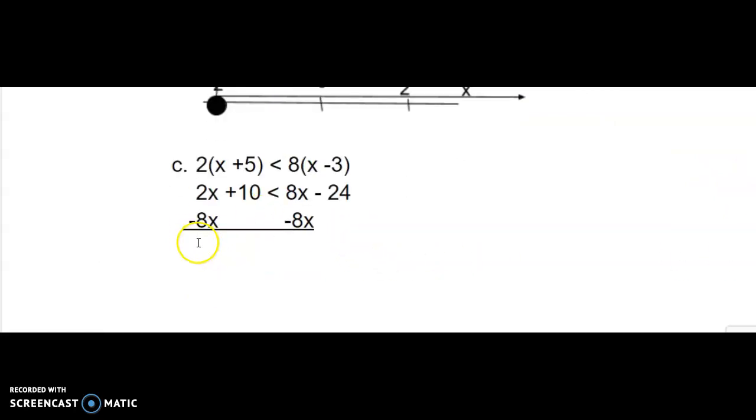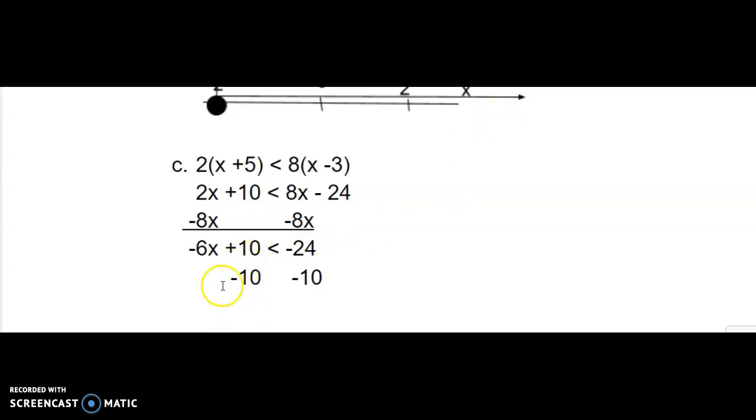So 2x minus 8x, I have negative 6x. Negative 6x plus 10 less than 8x minus 8x is a 0, so all I have left is negative 24. Next step, I will try to eliminate positive 10 because it's on the left. That's a number, and I want the number to be with a number. So opposite of plus 10, I'm going to put minus 10 on the left. I will do the same thing on the right, minus 10.